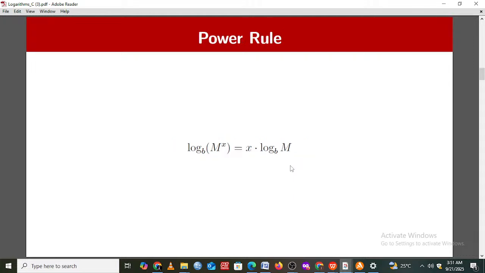So I'll move to the next one. Now to the next slide, I have the product rule.